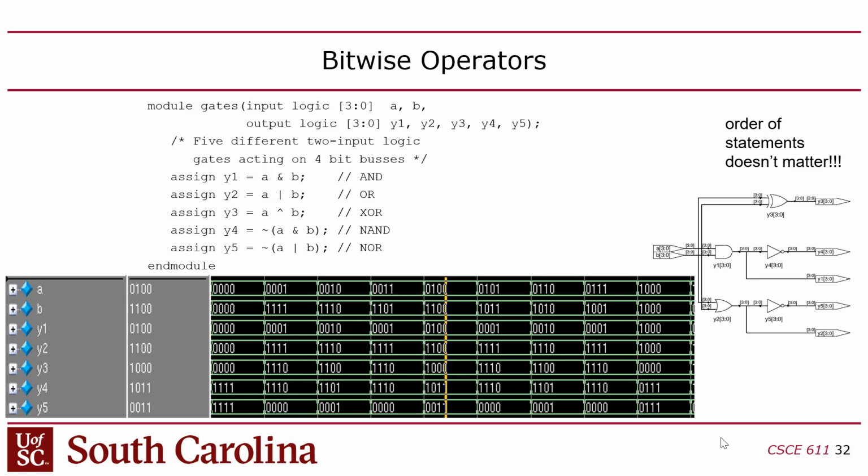That makes sense? Now, you don't have to do it. This is a shorthand. You could specify logic 3 down to 0 for B as well. And some people would prefer to do that because it's more clear, right? Some people like to write code in a way that's easier to read and more kind of self-documenting.